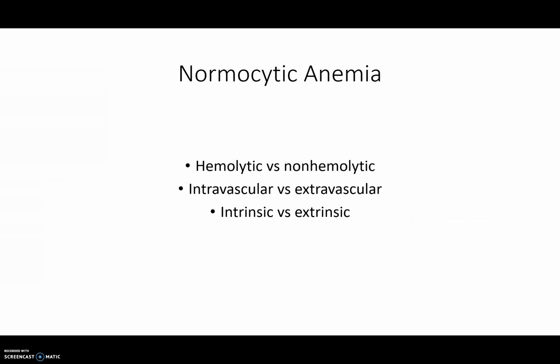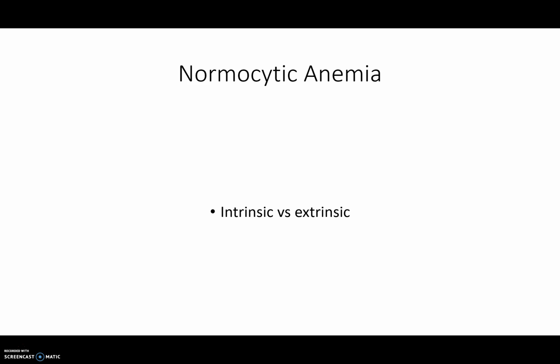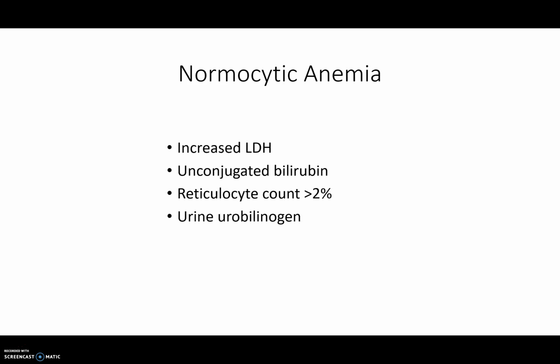For normocytic anemia, there's a couple different categories. Hemolytic versus non-hemolytic, and then part of your hemolytic characterizations is intravascular versus extravascular. We'll talk about that, and then intrinsic to the cell itself versus extrinsic, as in the pathology is outside of the red blood cells. These are characteristics you're going to find with your non-hemolytic anemias. Big one here is going to be reticulocyte count above 2%. They might show that on one of your test questions.